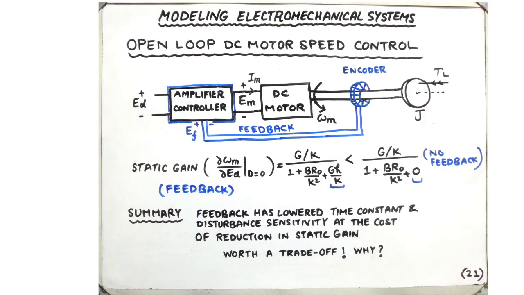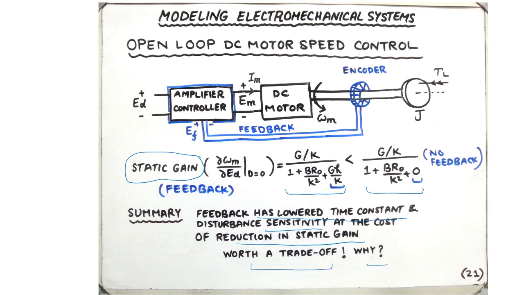But what about the static gain? The common denominator has been increased, therefore the static gain will also reduce. But this is an undesirable change. So in fact, we have reduced the time constant, we have reduced the disturbance sensitivity at the cost of reduced static gain. So that is a trade-off, that the feedback has lowered the time constant and disturbance sensitivity at the cost of lower static gain. We say that this is still worth a trade-off.